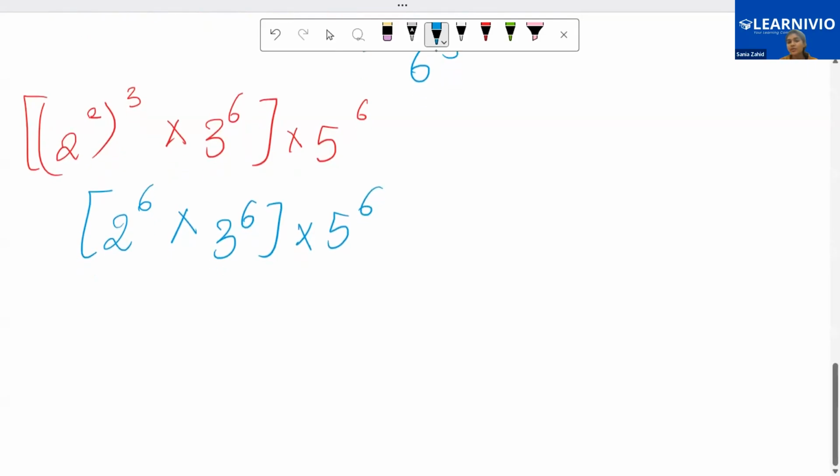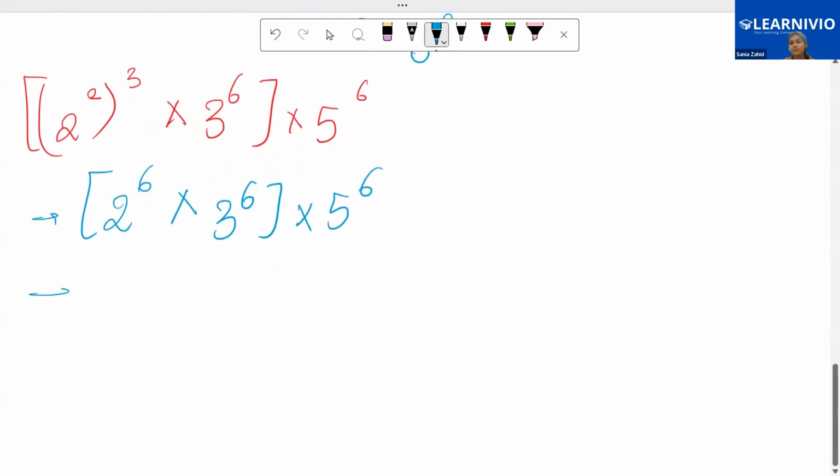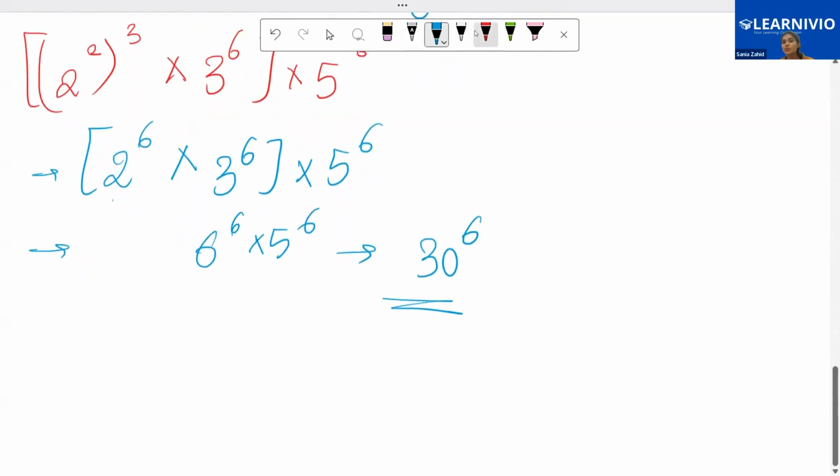Now you have same powers but different bases. So what do you do? We will multiply the bases. So it is 6 to the power 6 into 5 to the power 6, and that is 30 to the power 6. Yes, very good. Understood? So this was just a revision of the previous exercise.